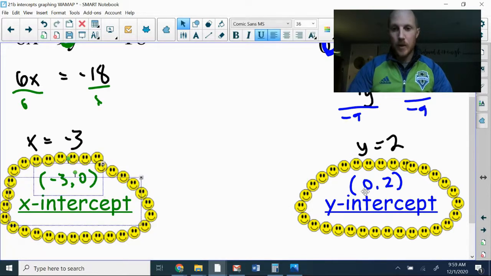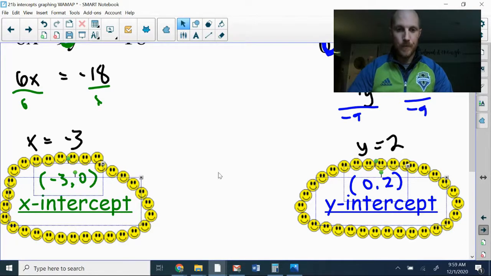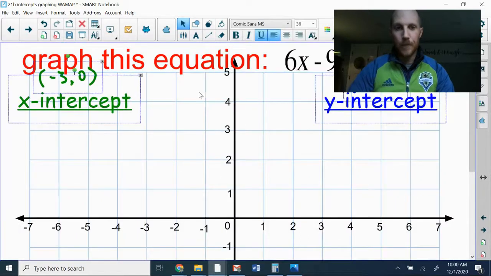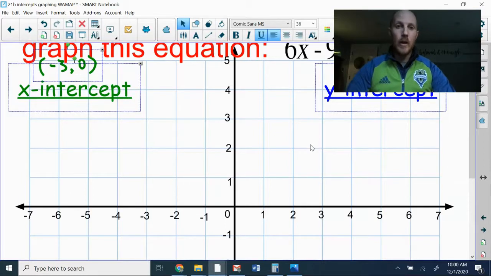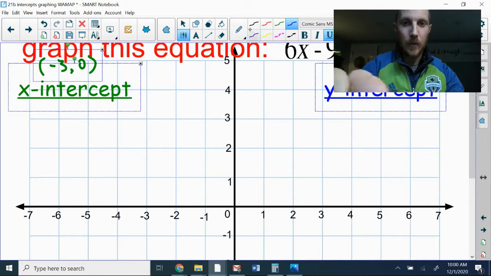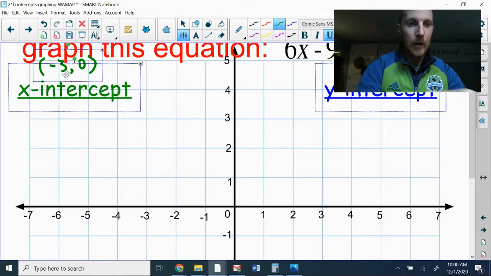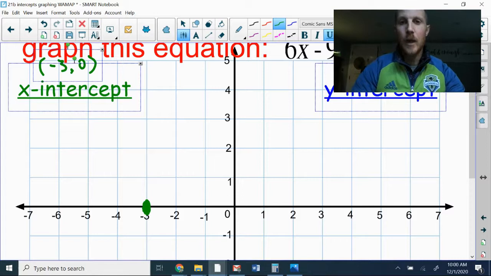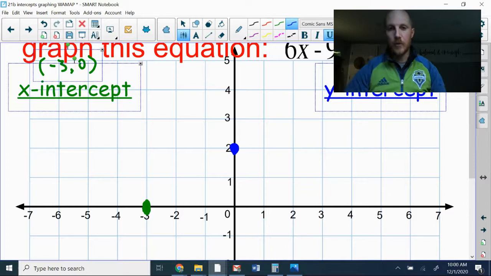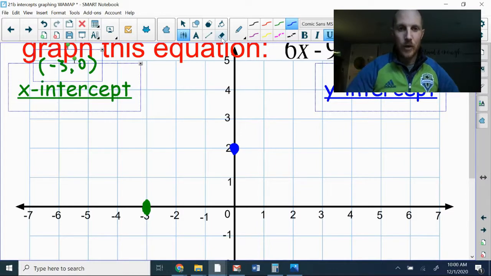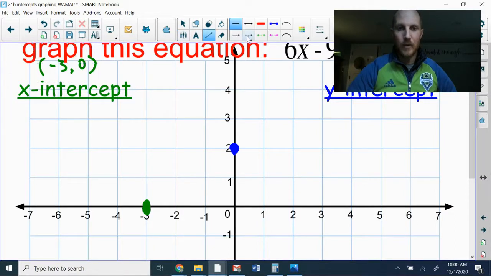So again, I'm going to copy this work so that I can put it onto my graph. There's that same equation, 6x minus 9y equals negative 18. So here are my 2 intercepts, and I'm going to graph points now. So at negative 3, 0, that's my x-intercept. So I'm just going to move to the left to find negative 3. And then the y-intercept is at 0, 2. So that's going to be up on the y-axis at positive 2. Connect those 2 dots with a straight line.